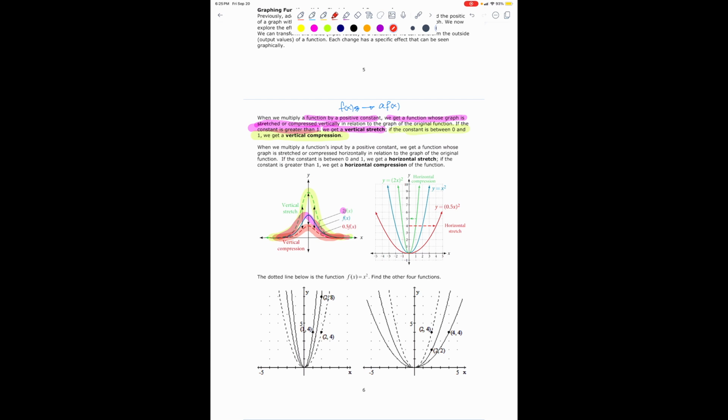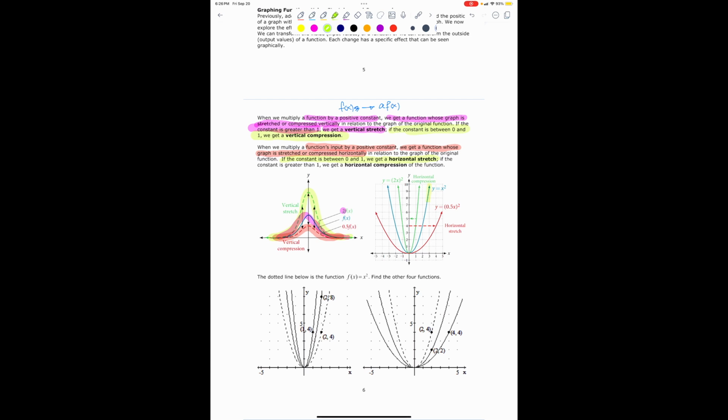When we multiply a function's input, or in other words, the x of the function, by a positive constant, we get a function whose graph is stretched or compressed horizontally. Because the change here is happening to the x value, the compression or stretch is going to happen horizontally. And I think you guessed it. If the constant is between 0 and 1, we get a horizontal stretch. So a horizontal stretch is almost similar to a vertical compression.